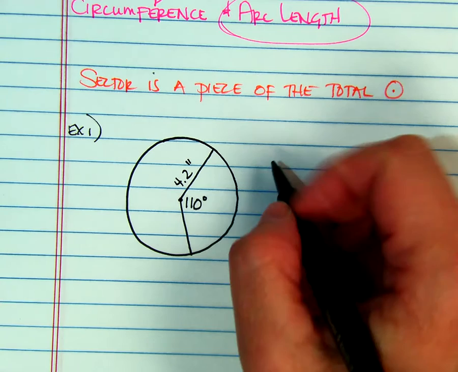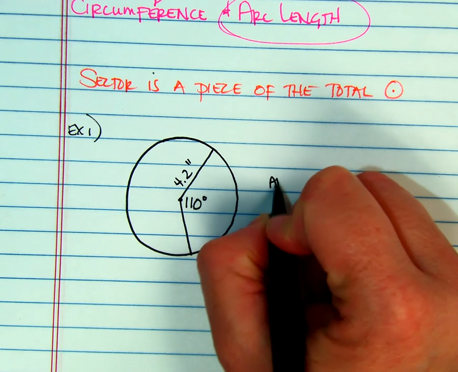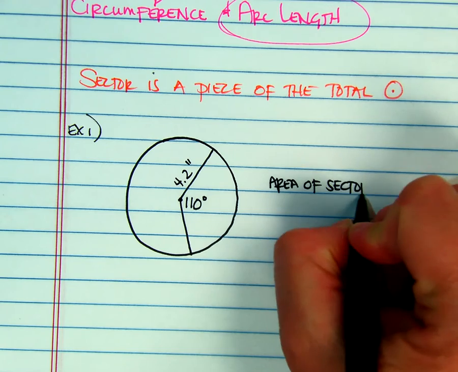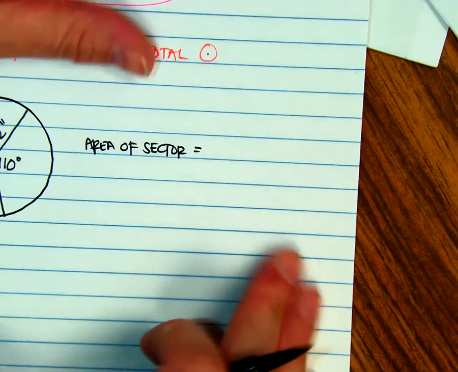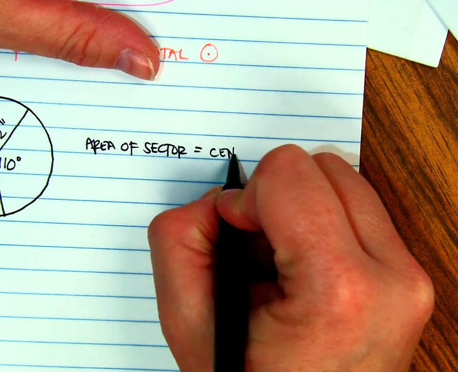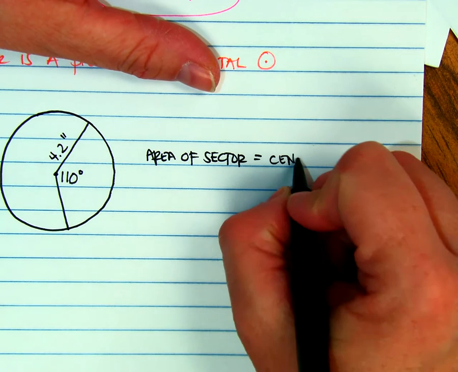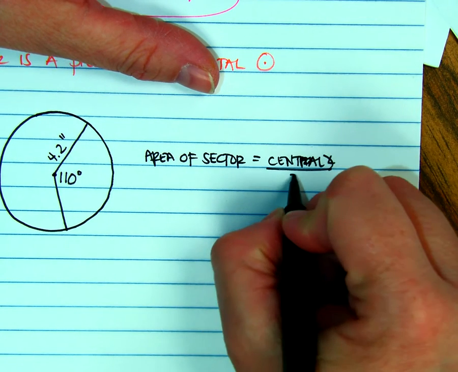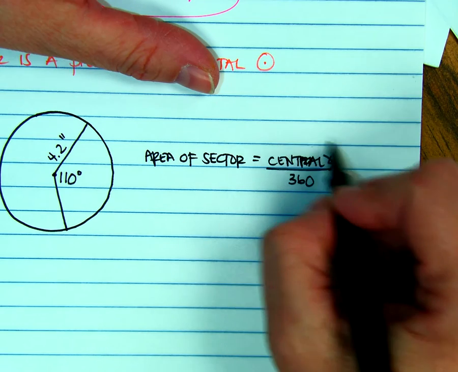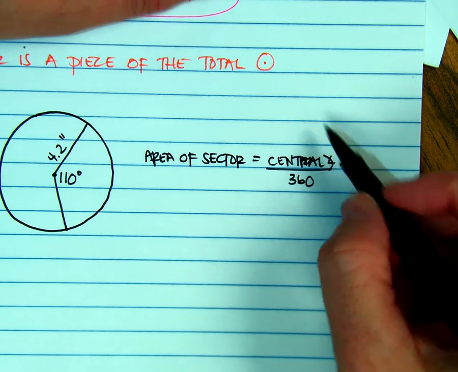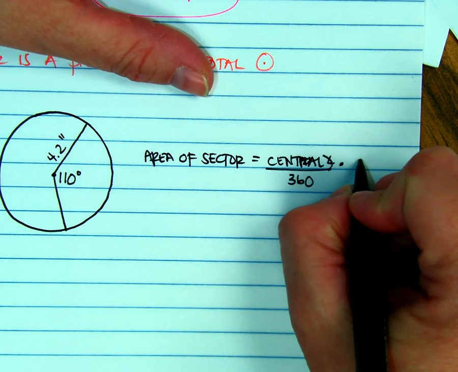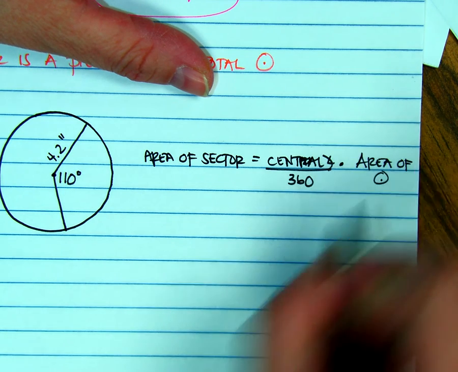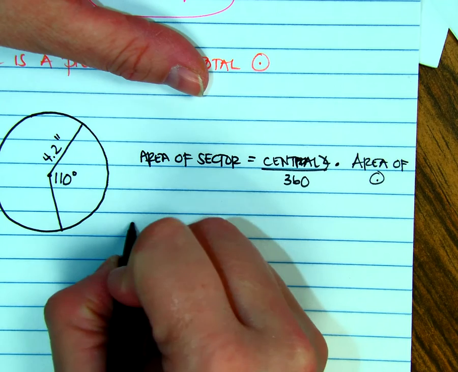So much like before, we have the area of a sector equals the central angle over 360. So this is going to give us our fraction times. Instead of doing times the circumference, we're going to take it times the area of the circle.